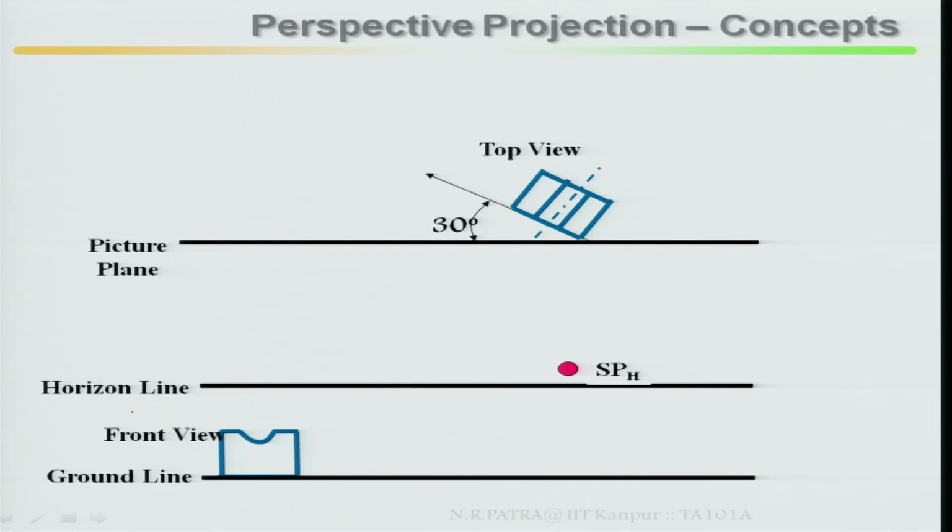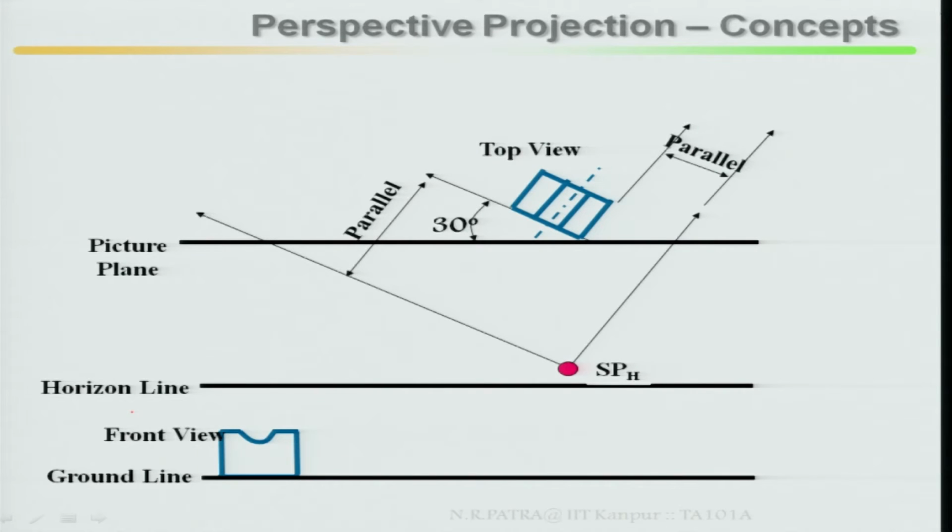So, once you locate your station point, from the station point draw parallel lines to two edges, one is your left edge, the other is your right edge. Draw a parallel line to the left edge where it intercepts the picture plane, and similarly draw a parallel line from the station point to the right edge where it intercepts the picture plane. From both these points draw a vertical intercept where it cuts your horizon line, that is your vanishing point left as well as vanishing point right.